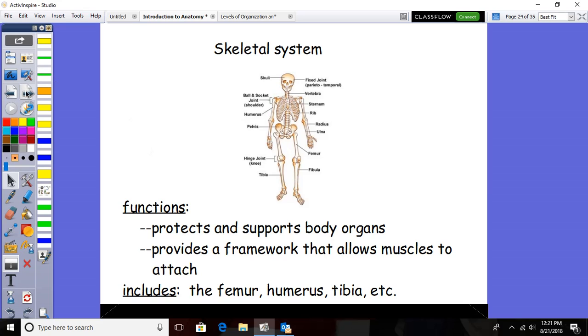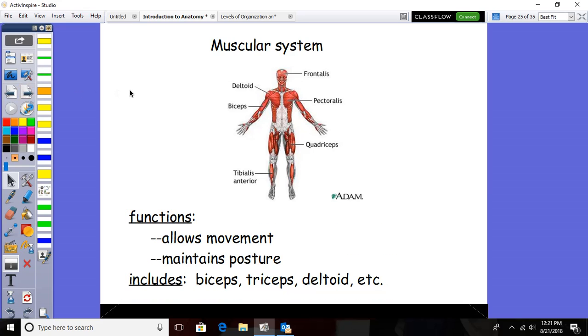Up next is the muscular system, which is what we're working through when we do our muscle of the day. The main job of the muscular system is to allow for movement. It also helps to maintain posture. It includes specific muscles: the biceps, the muscle in the front of your arm; the triceps, the muscle in the back of your upper arm; and the deltoid, your shoulder muscle. Hopefully you already know some of this, but I'm putting it on here just in case.